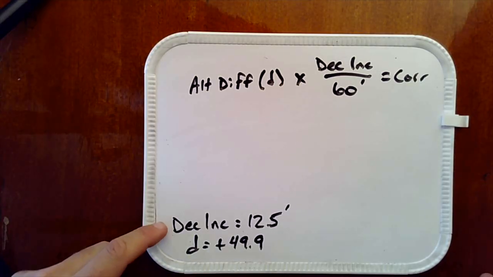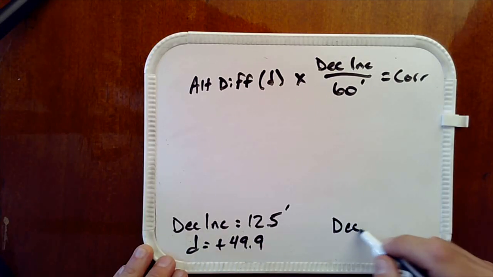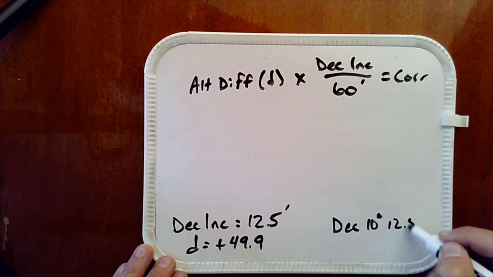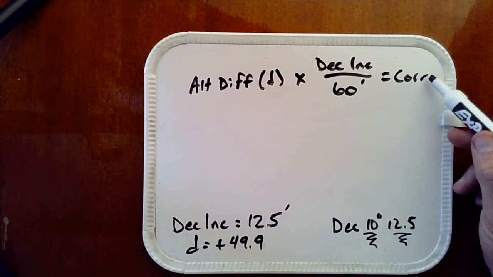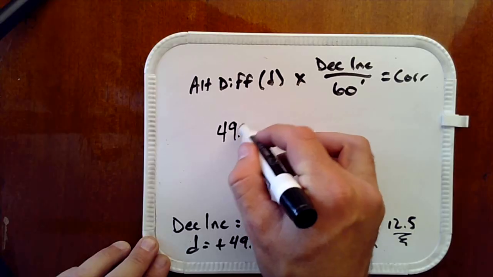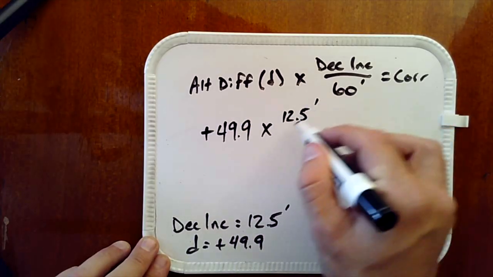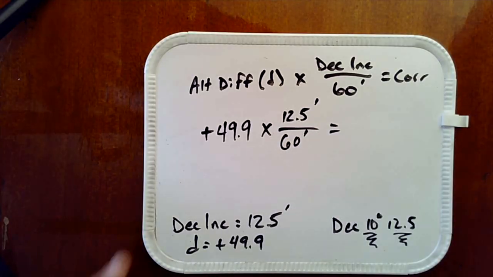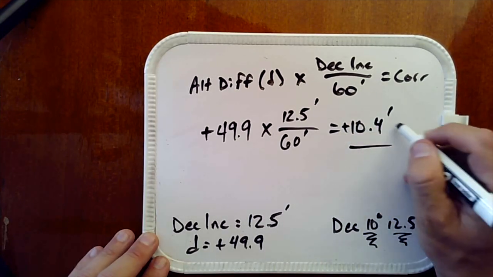As an example, if the declination increment left over from step 3 was 12.5, for example, if the declination was like 10 degrees, 12.5, we already used the whole value. Now we have to account for the declination increment. The D value that we pull from the book, let's say it was plus 49.9, we're going to get a correction. So we'll just say 49.9, usually we'll call it plus, times 12.5 minutes over 60 minutes is going to equal our correction. And if we throw that into a calculator, it's going to be 10.4 minutes of correction that we'll add to the HC value.